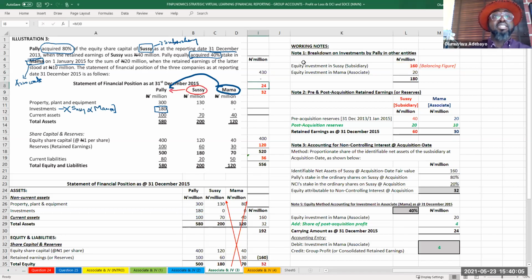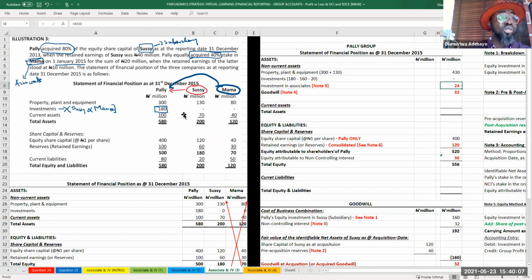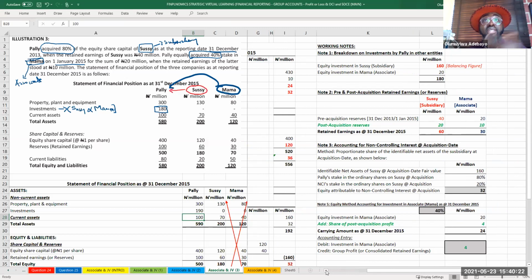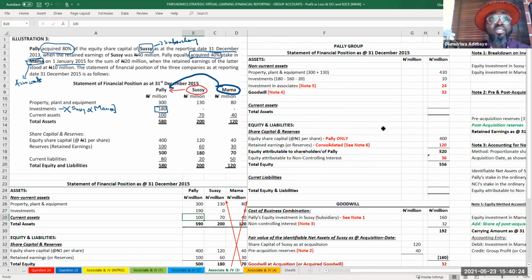Why I'm emphasizing this is that peradventure tomorrow, this is not 180. It now becomes 190. What you find here is 10, which means you have other investments with third parties. And that is what it means. That's what I was trying to explain. Okay, let us take note of this. Okay, let me return it to that.